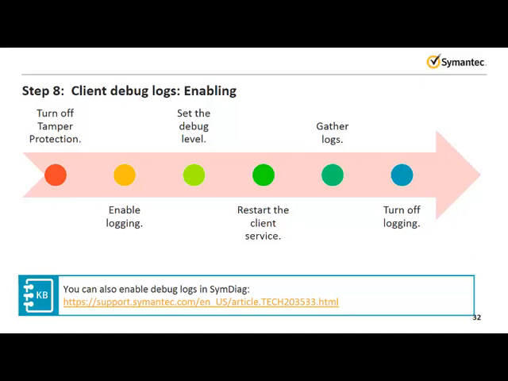After enabling debug logs, restart the client service. Then reproduce the issue and gather logs. When finished, turn off logging and restart the management client service. Note that you can also collect debug logs using SymDiag. For more information on this topic, see the KB on the screen.